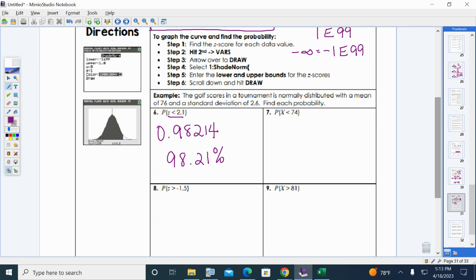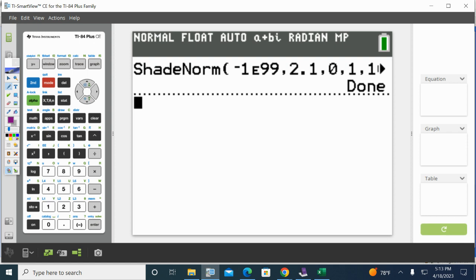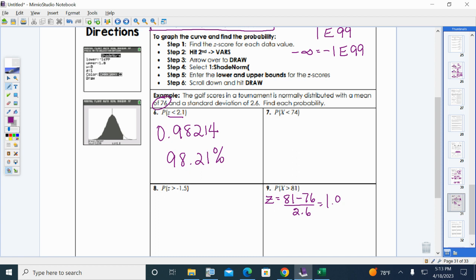So before we can do anything, we've got to calculate the z-score. We've got our data point, which is 81, minus the mean. They give us that in the information up here, minus 76, divided by the standard deviation of 2.6. I'm going to go back to my calculator and quit this. Again, 81 minus the 76, and then divide by the 2.6 gives me a z-score of 1.92. So I'm going to need that 1.92 in my calculator.